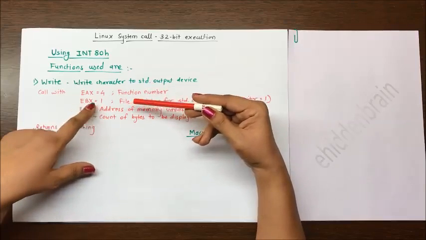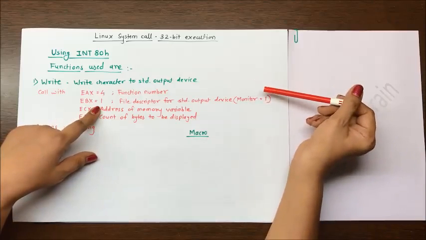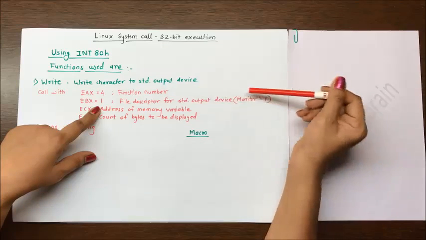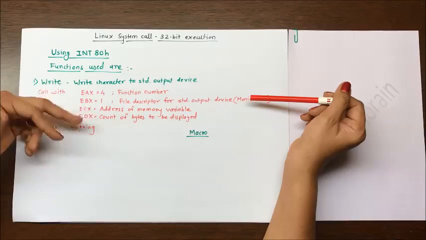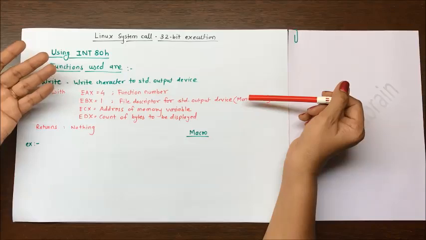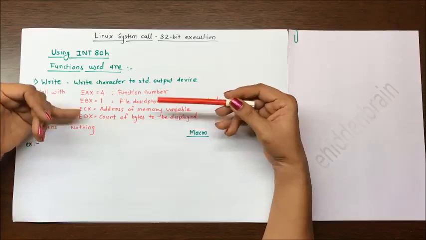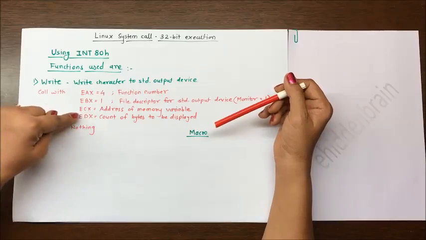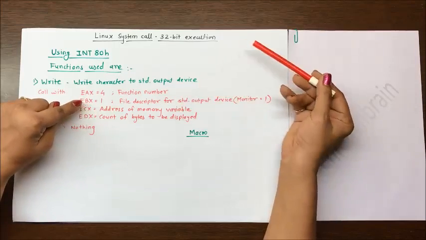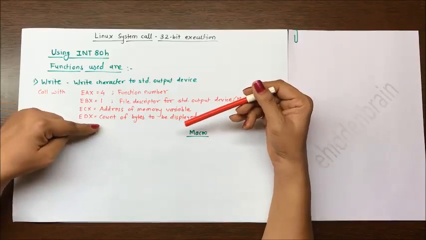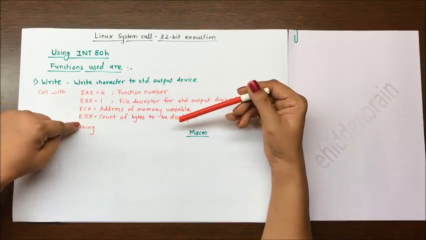Then EBX must contain a file descriptor for the standard output device, which is the monitor. So for the monitor the descriptor is 1, and that 1 should be moved into the EBX register only. The sequence can be changed. You can move into EAX first, you can write EBX first, you can write ECX first, but the registers must be the same for their respective purpose. ECX must contain the address of the memory variable that you want to display, and EDX must contain the count of bytes, how many bytes you want to display.